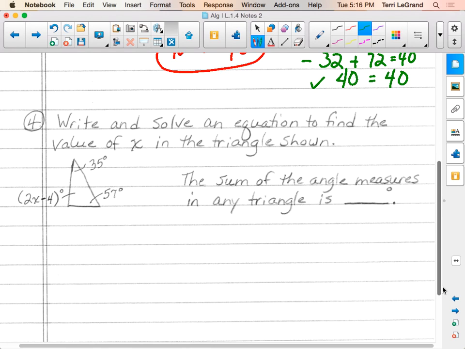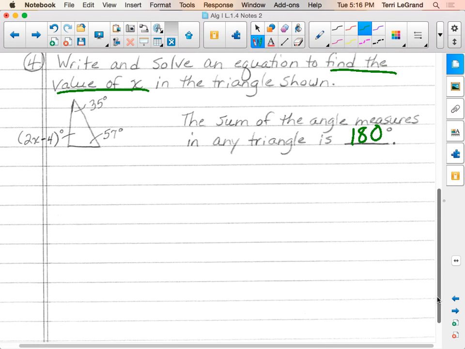So we need to set up an equation that will help us solve for, they want us to find the value of x. That's our goal. We always have to read that carefully also. They're not asking us to find the missing angle measure. They want x. So what do we know? We know that the sum of the angle measures in any triangle, doesn't matter what kind of triangle it is, the three of them together add up to 180 degrees. That's useful prior knowledge.